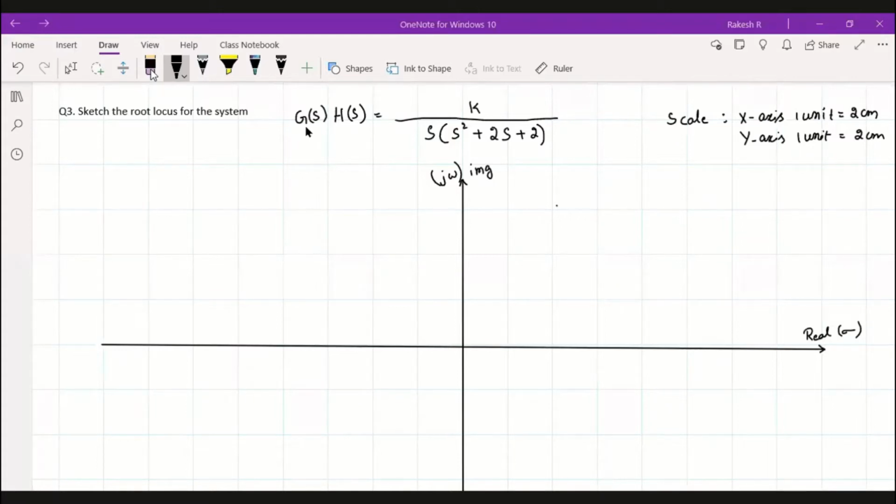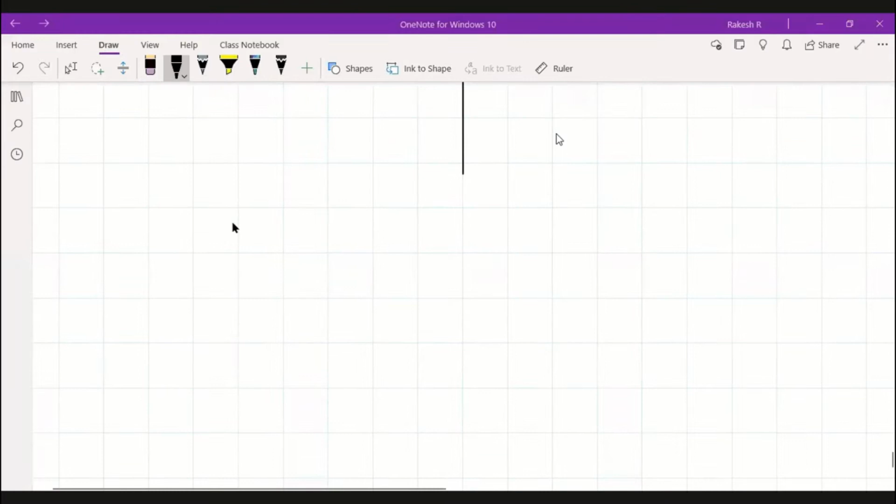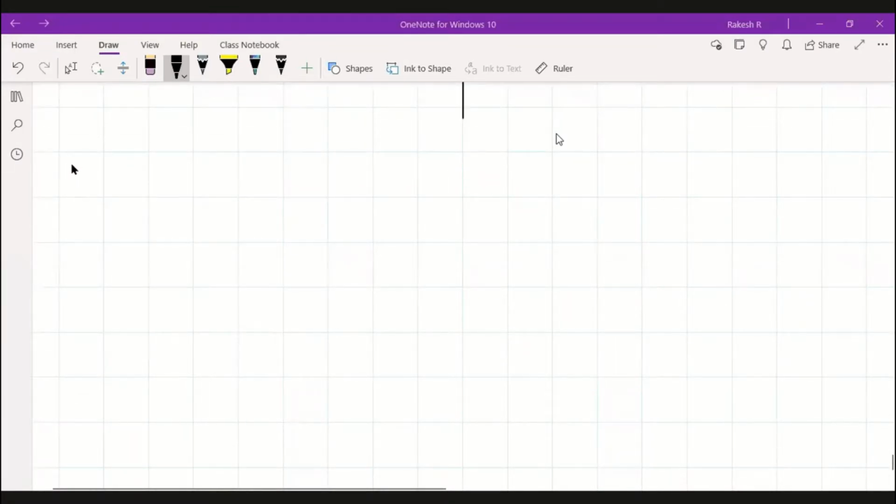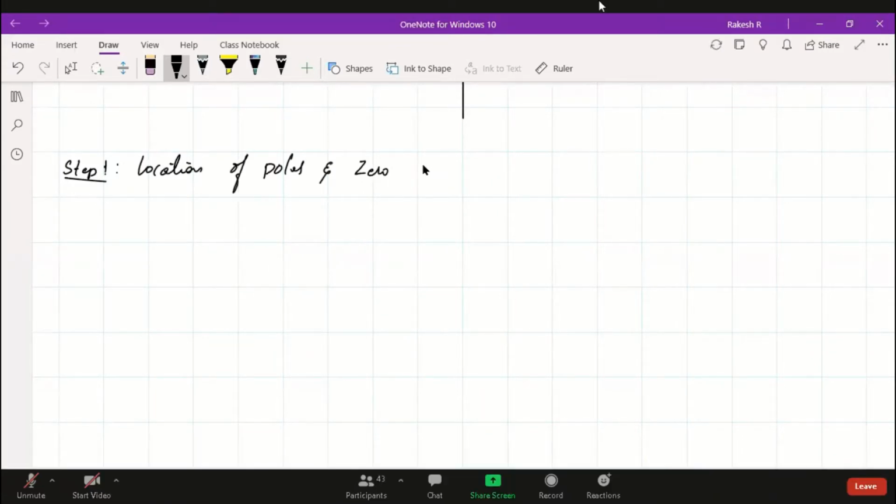The root locus for the system given as G(s)H(s) = K divided by s(s square plus 2s plus 2). This is the question. What is the first step we need to do? The first step is to locate the number of zeros and poles. We need to locate the number of zeros and poles here. That is location of poles and zeros.